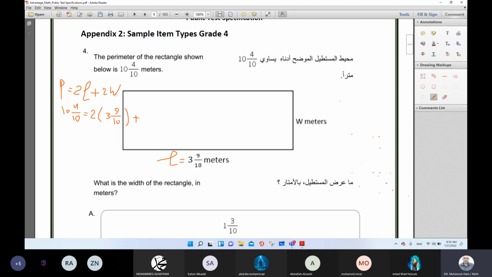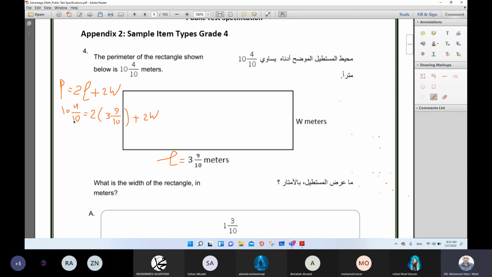Plus 2W. And as you see, we have here an equation. We want to solve this equation to know the value of the variable. So I want to change from mixed number to the fraction.